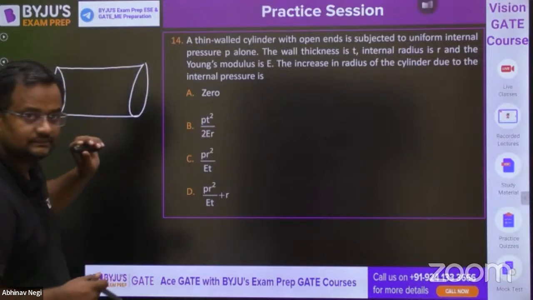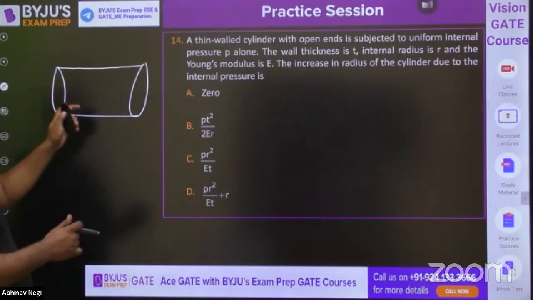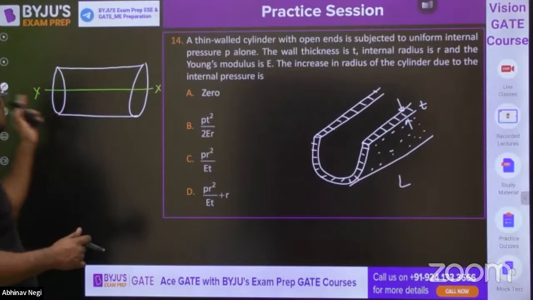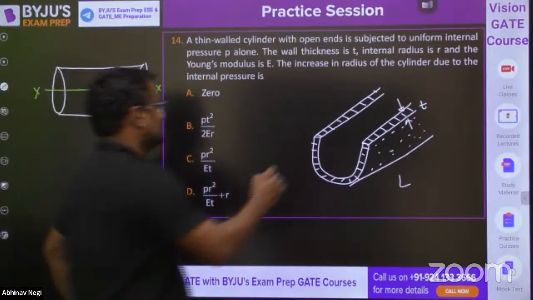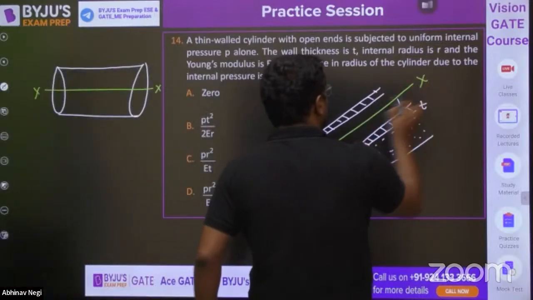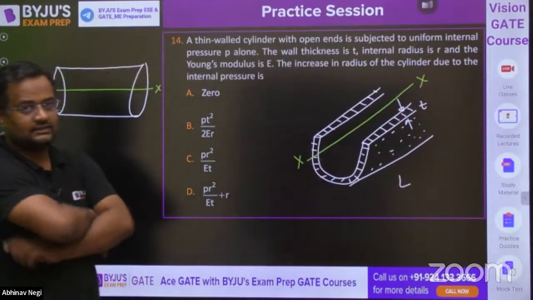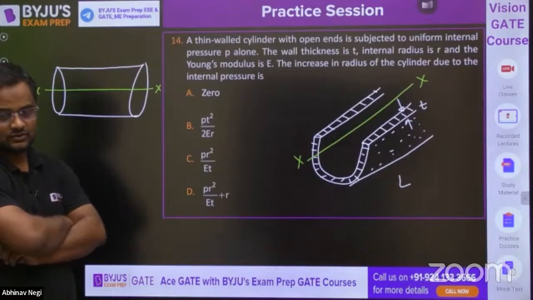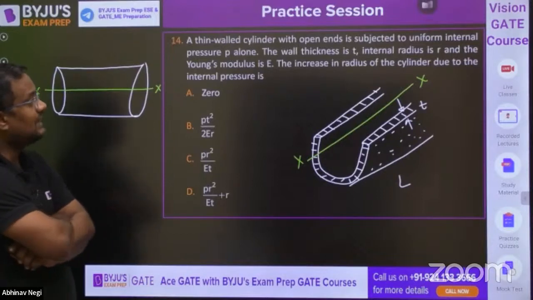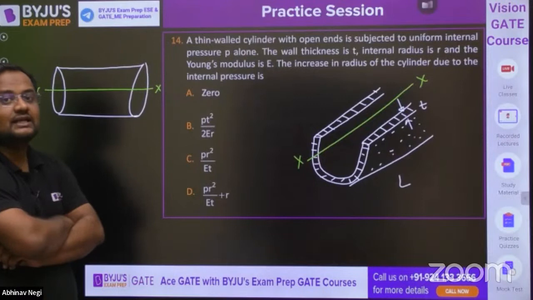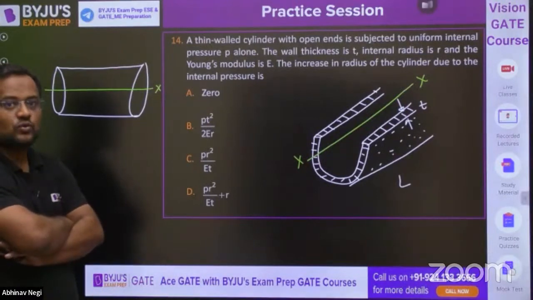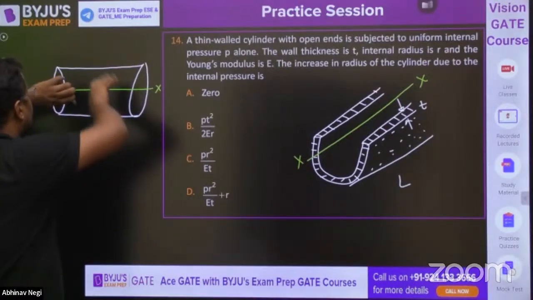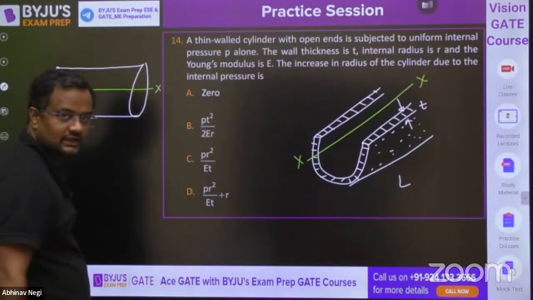Now, this is the cylinder, and let me draw a cross section here, XX. Then after cutting the section XX, it will be looking like this. Yes or no? As it is open ended, the increase in length will be 0. As it is open here, there will be no stress in the longitudinal direction.